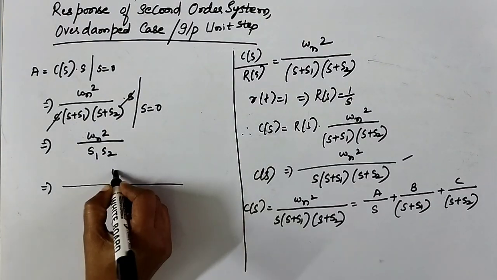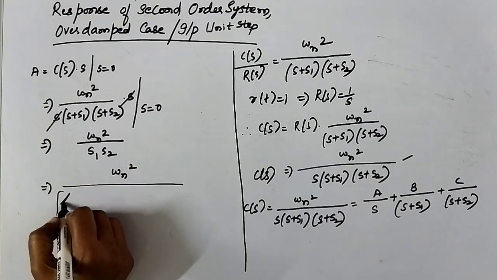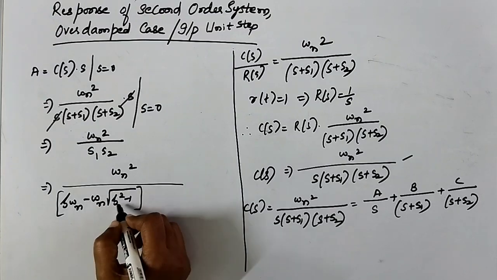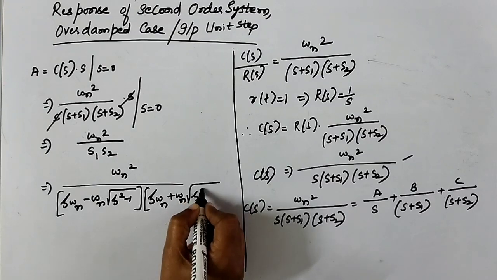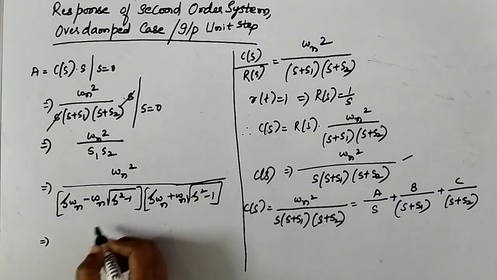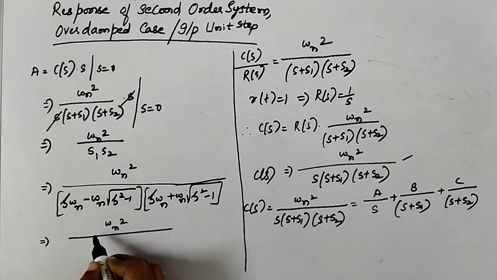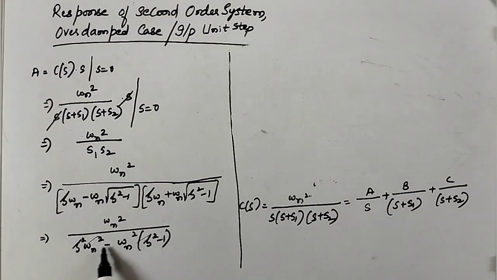That is omega n square by, we have S1 and S2, that is zeta omega n minus omega n root over zeta square minus 1, into zeta omega n plus omega n root over zeta square minus 1. That would be omega n square by, this would be a plus b into a minus b format, zeta square omega n square minus omega n square into zeta square minus 1. Now this got cancelled and we are left with omega n square by omega n square.